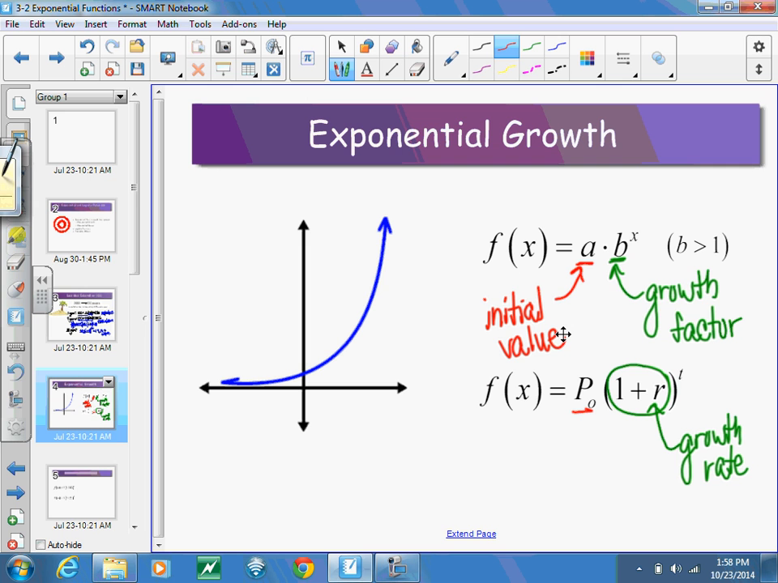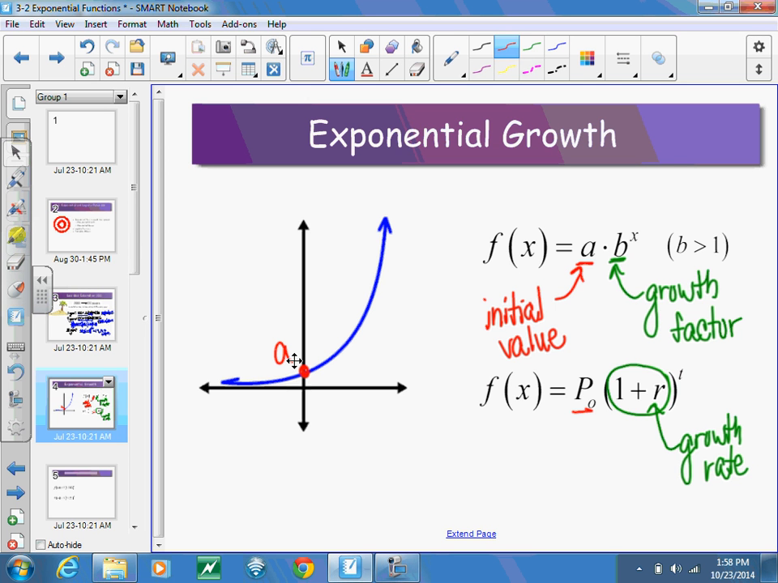So maybe we are starting with a population of 200 people. Maybe we're starting with a bank account that has $500 in it. That's going to be our initial amount. And when we think about the graph of an exponential function, our initial value is always going to be our y-intercept. It's what's happening when x is equal to 0.